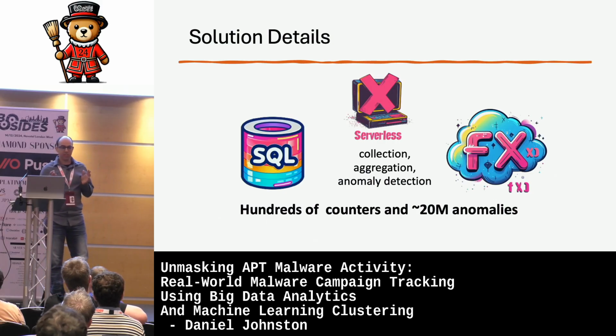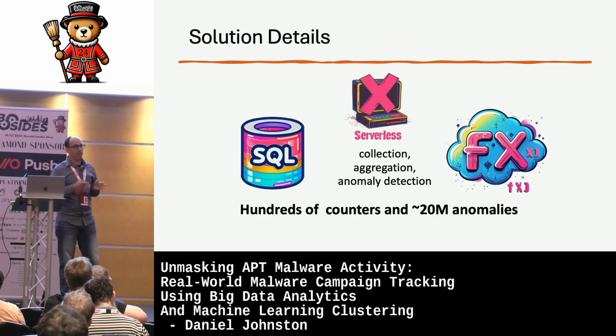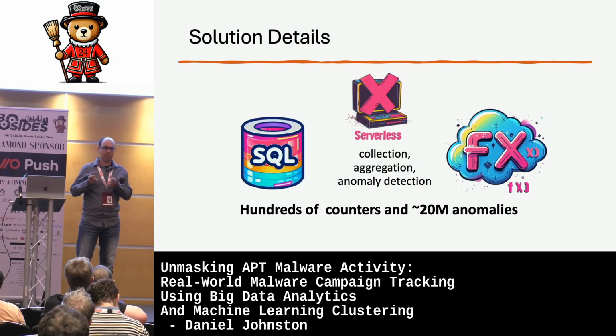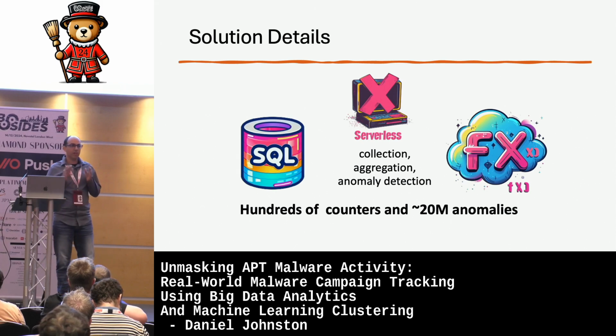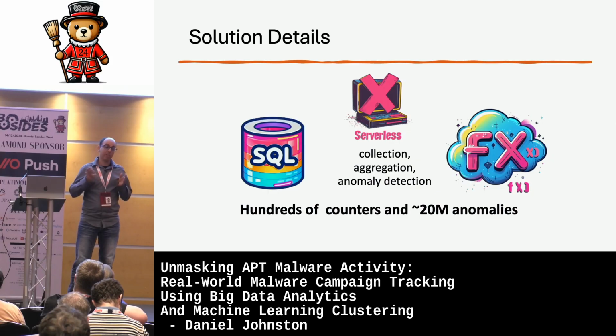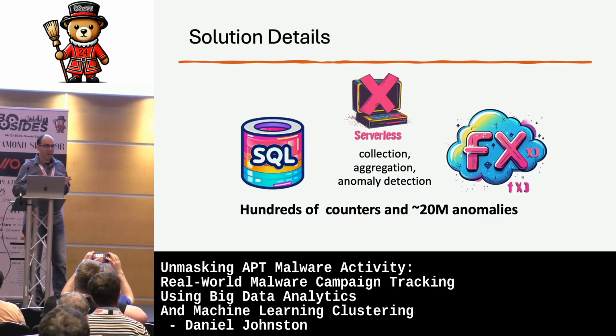The result of it is hundreds of counters, like what we've seen. We count the number of requests for a CVE and client, injected URL, and much more. And we have, at any time, 20 million anomalies that we can browse inside of our database. So let's understand how it happens.